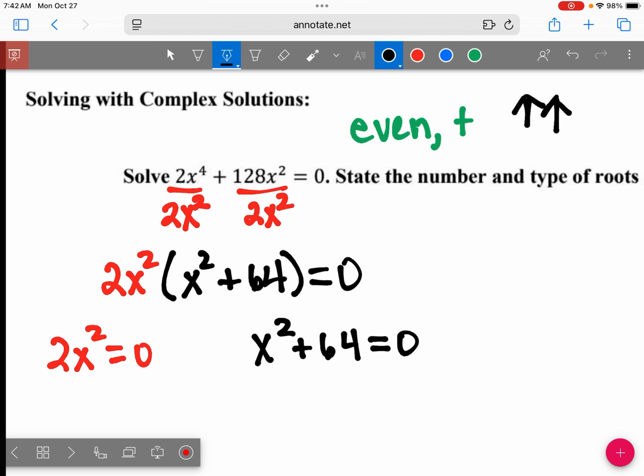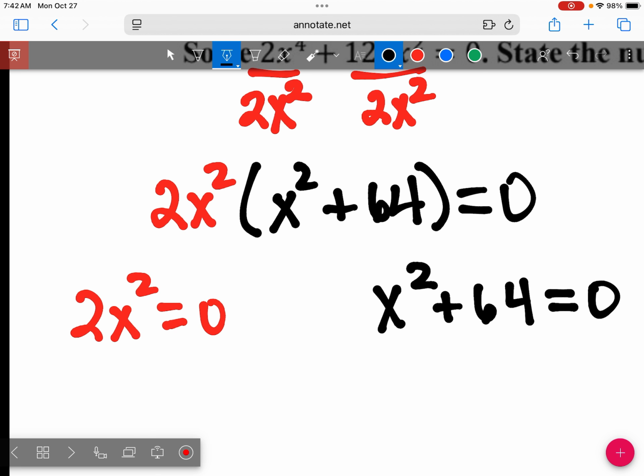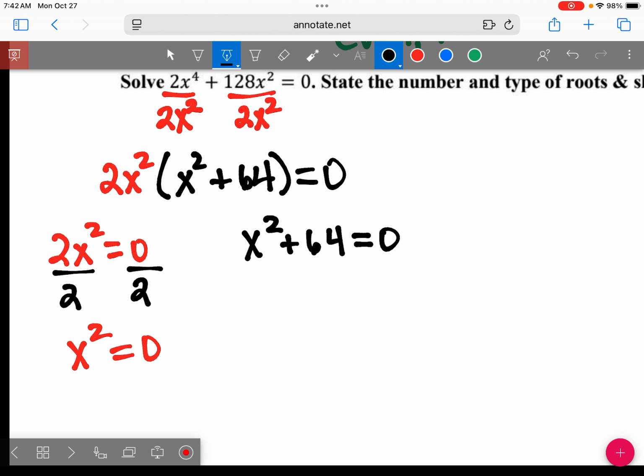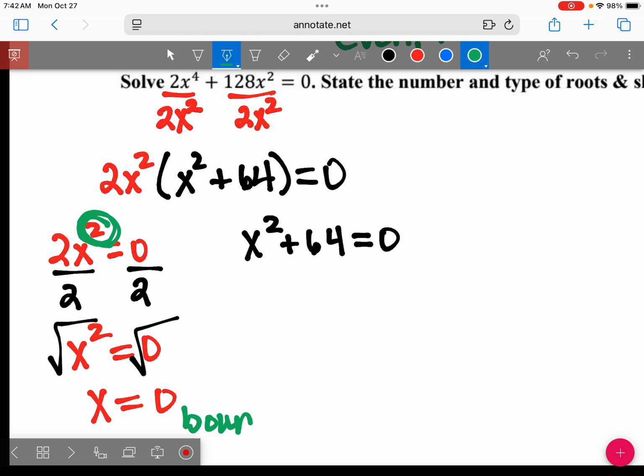So for this 2x squared equals 0, we will start off by dividing by 2, which will be x squared equals 0. And then we're going to take the square root, which is x equals 0. Now this started off, this is my degree that I started with though for the factor. So that means it's going to bounce here. This is actually going to touch and it's going to bounce.